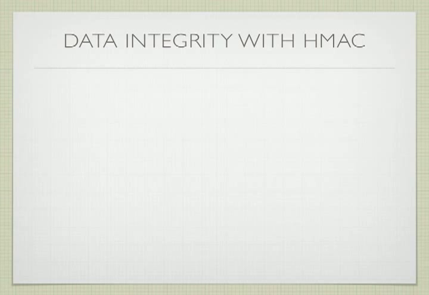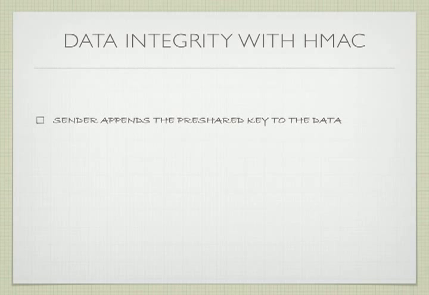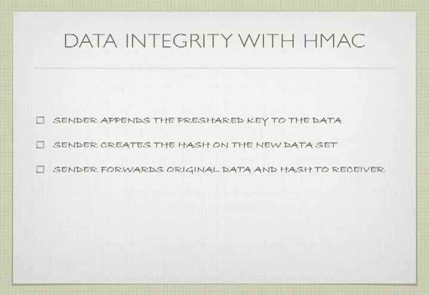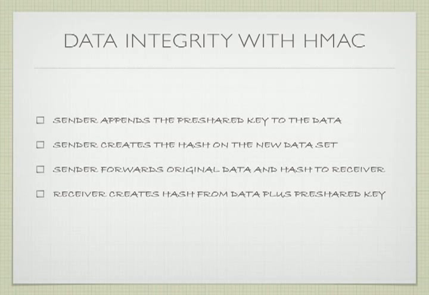Okay, this is the data integrity model using HMAC to authenticate your source. The sender is going to append the pre-shared key to the data before beginning the process. Then it's going to create a hash based on that combined data set, the data plus the pre-shared key. Then the sender forwards this data and the hash to the receiver. Now the receiver knows the pre-shared key, so it appends it to the data and creates a hash. And then it compares to see if the hashes match.